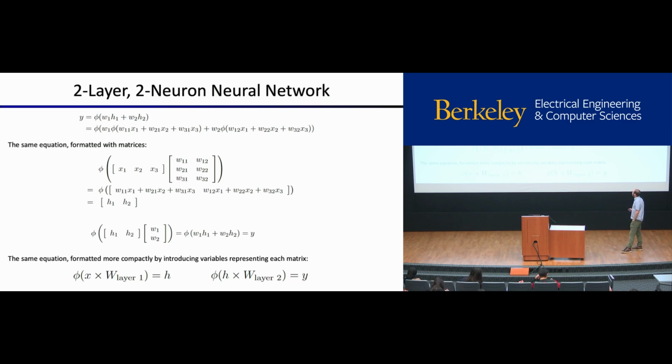This vector, h1, h2, can be written as the input vector, x1, x2, x3, multiplied by this matrix. So we have 1 by 3 and 3 by 2, so our output is going to be 1 by 2. That's what we want. The first and only row, first column, is the dot product we want. First and only row, second column, that's the dot product we want.